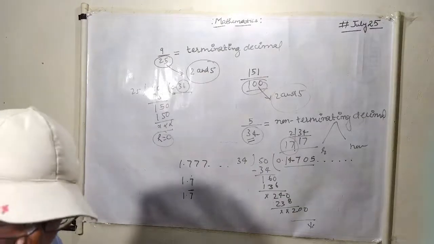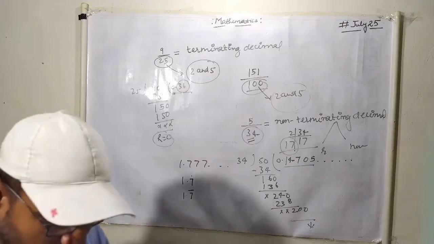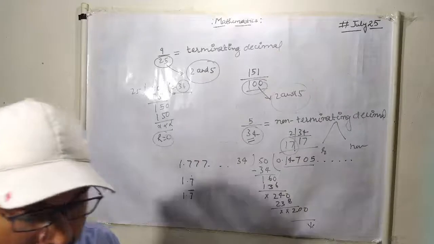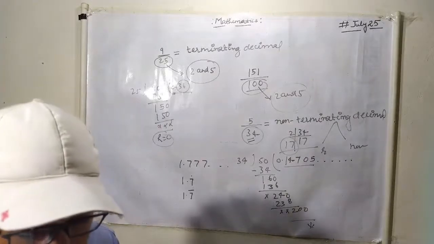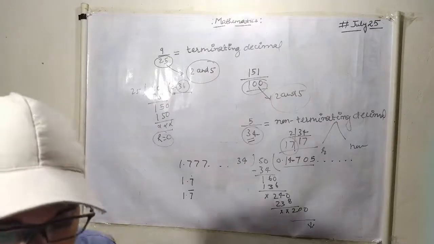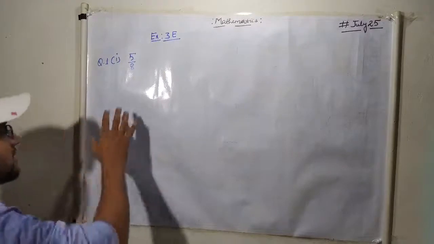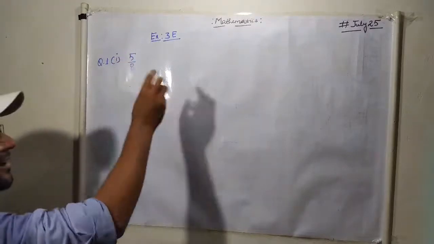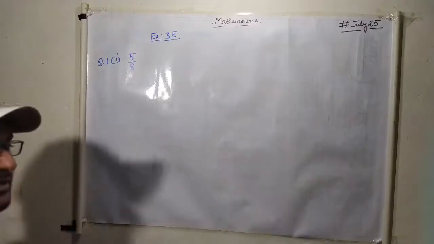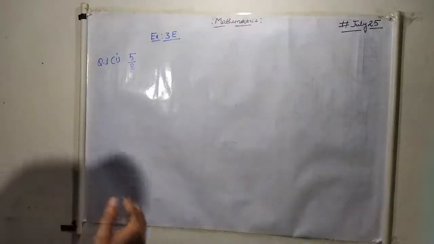Okay students, so your exercise is this one, and examples are also given, so you can try these examples at home. Exercise 3E: identify which of the following divisions form a terminating decimal and which form a non-terminating decimal. First question: divide this, and then tell whether it is a terminating or non-terminating decimal.